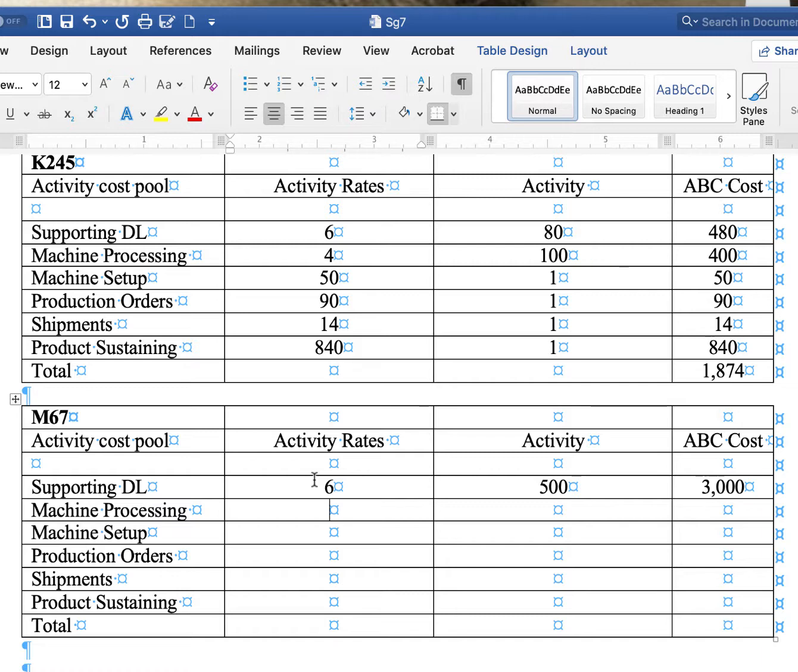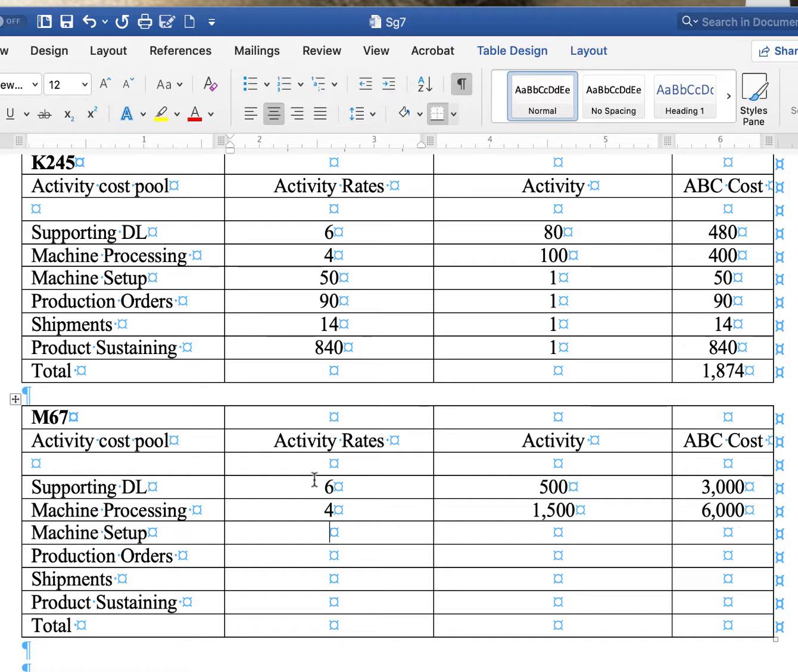I do the same thing with machine processing. I know that the activity rate for the activity cost pool of machine processing is $4 per machine hour. So I need to look at job M67 and say, okay, how many machine hours does job M67 use? Well, it uses 1,500. Okay, $4 times 1,500 gives me $6,000.